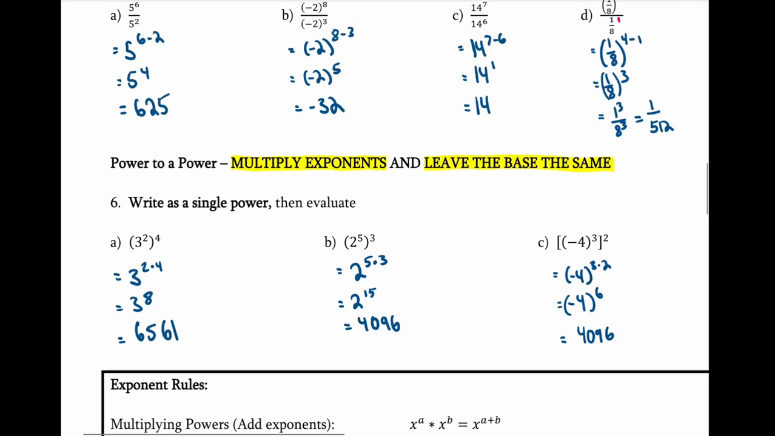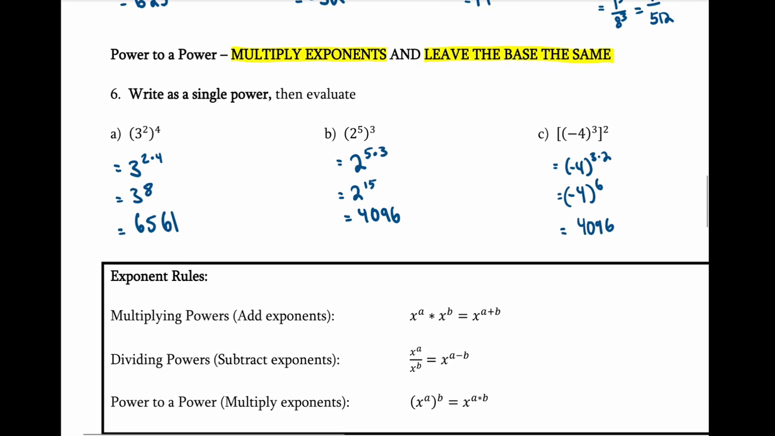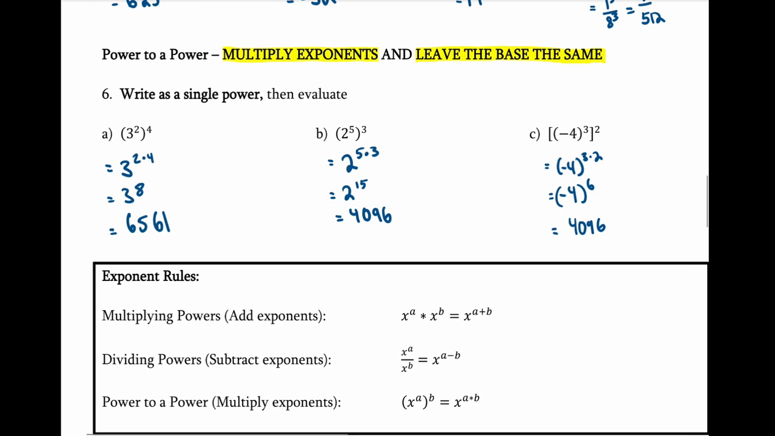So those are our 3 rules that we're going to look at today. And again, just to summarize them, if we're multiplying powers, we add the exponents. If we're dividing powers, we subtract the exponents. And if it's a power to a power, we multiply exponents. So those are the 3 rules that we just have to remember. And it's going to help us if we ever have to do operations with exponents.